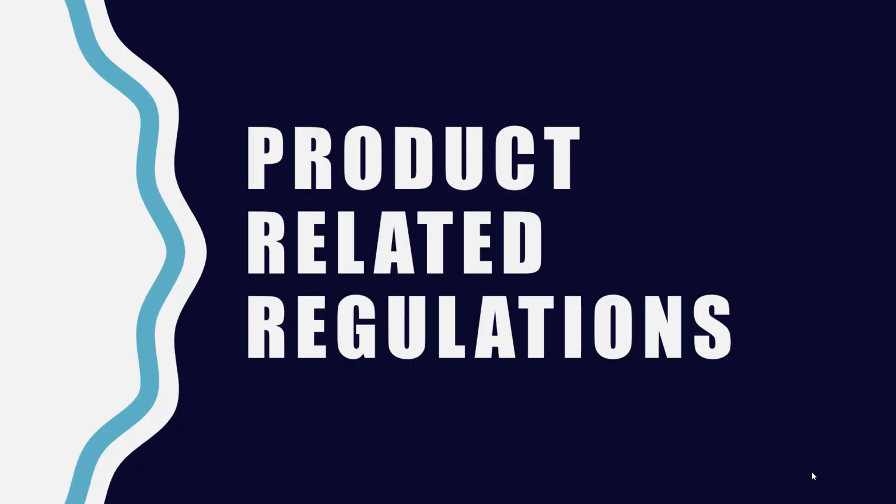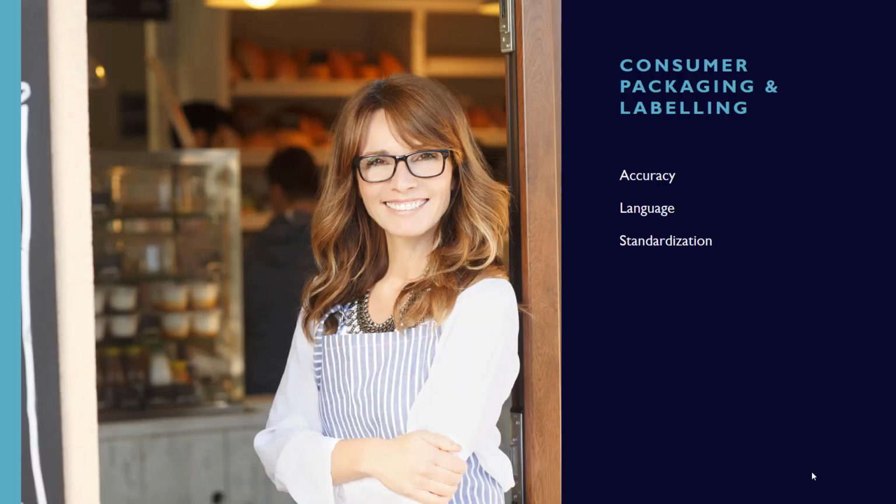Product-related regulations. The main product-related regulations that we will cover are consumer labeling and packaging, drug regulations, medical devices, and natural health products. Consumer packaging and labeling. These regulations apply to anyone with a product. Consumer packaging and labeling regulations specifically are designed to protect the consumer and ensure that they are provided with the information that they need in order to make educated purchasing decisions.